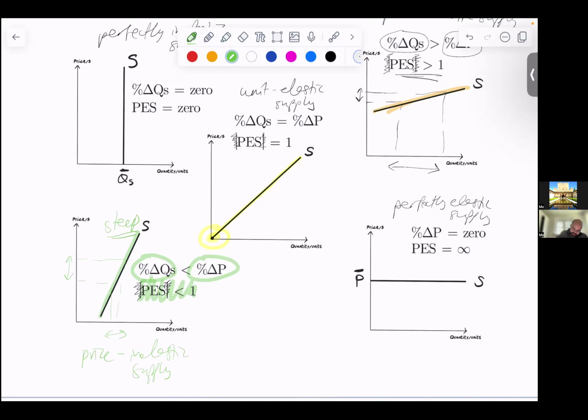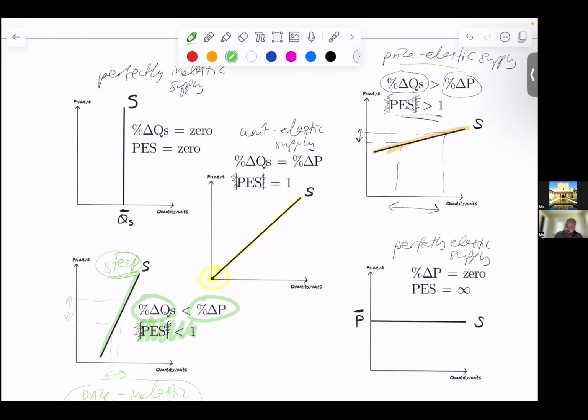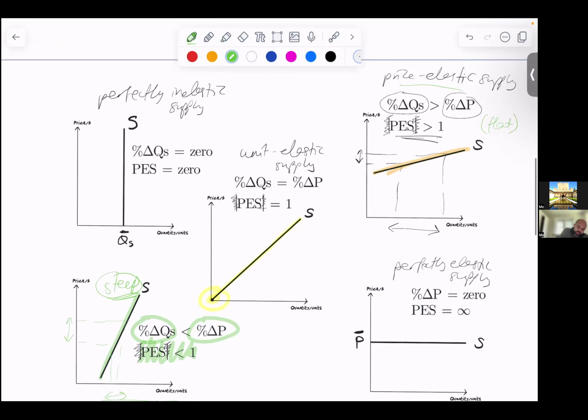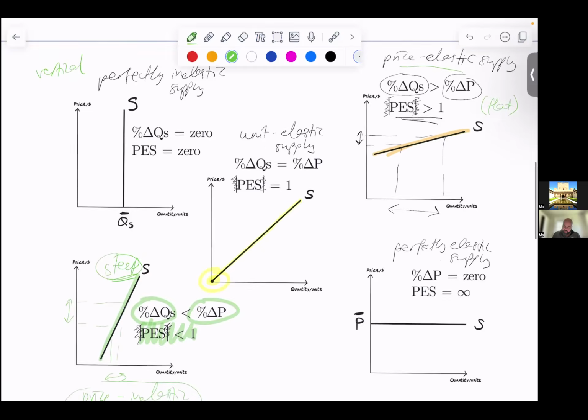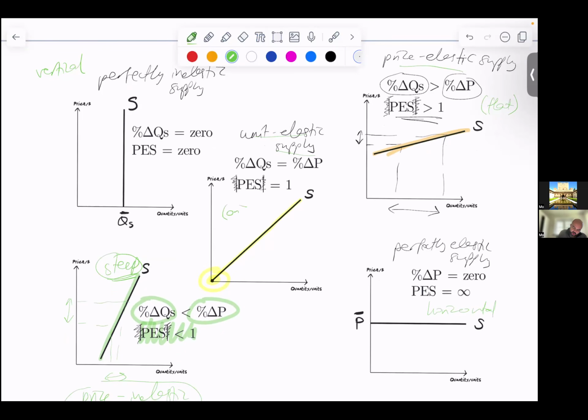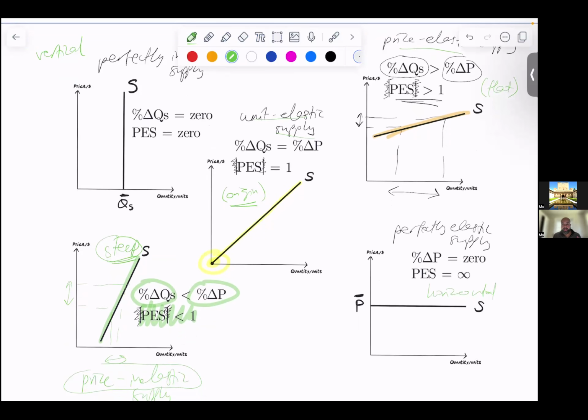So remember, when supply is price inelastic, the curve will be relatively steep. When supply is price elastic, the curve will be relatively flat. If it's perfectly inelastic, the curve will be vertical. If it's perfectly elastic, the curve will be horizontal. And if it is unit elastic, it will always originate from the origin, regardless of how steep or flat it is. Okay, so these are the diagrams for price elasticity of supply, depending on how elastic or inelastic supply is.